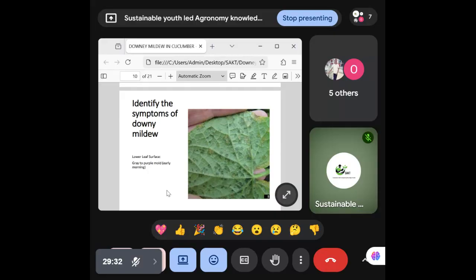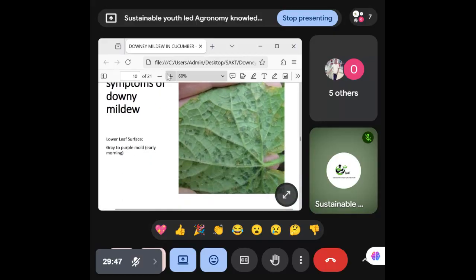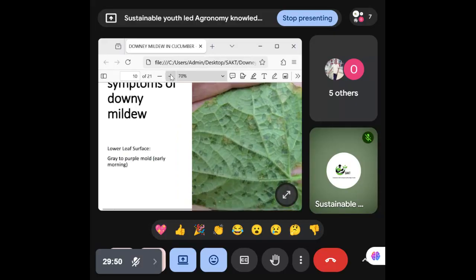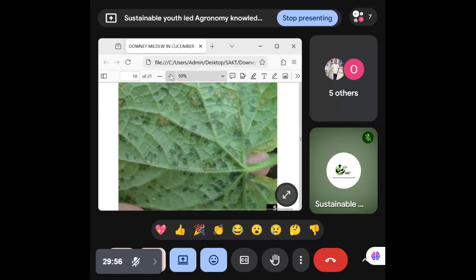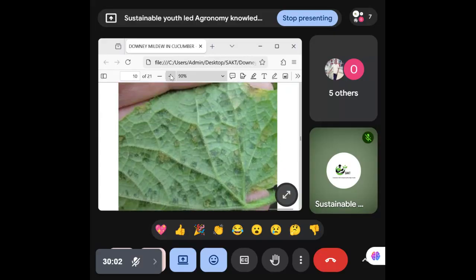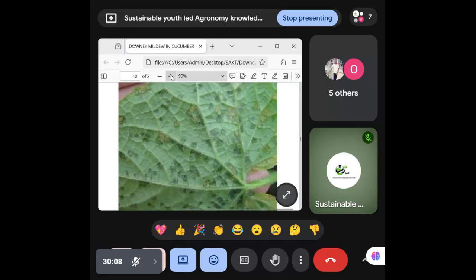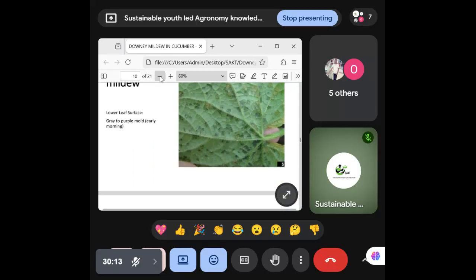Check the underside of the leaf. The best time to do this scouting for Downy mildew on your farm is from 6 to 10 a.m. in the morning. When you check the underside of your leaf, you will see a kind of water mold. It's kind of wet, and the color is mostly gray or purple. You can only see this early in the morning. Once you notice this on your plant, the Downy mildew pathogen is already present, so you know how to deal with it. Next slide.